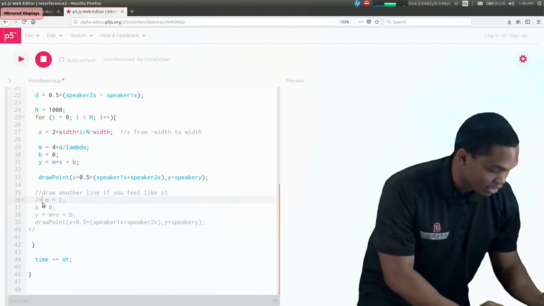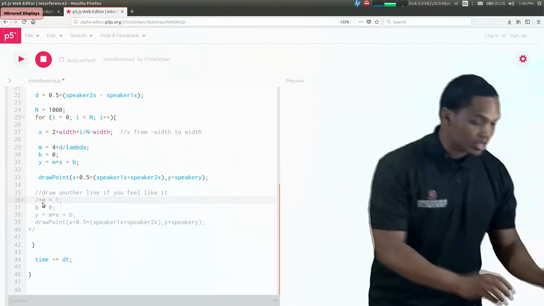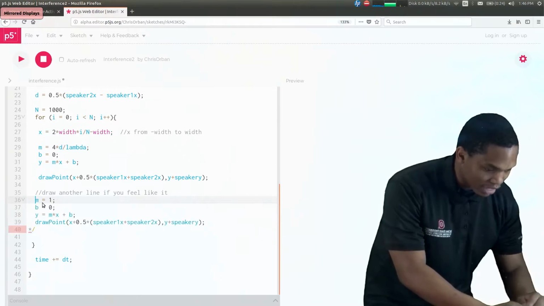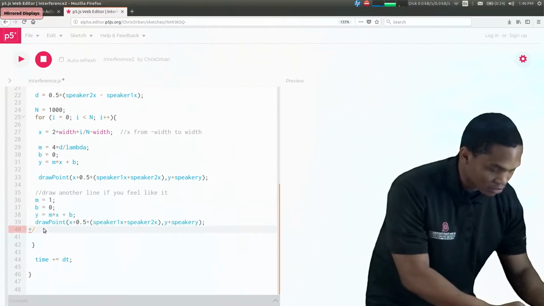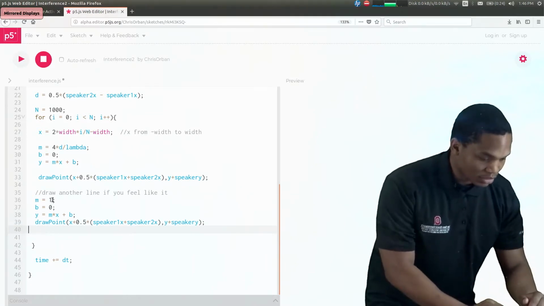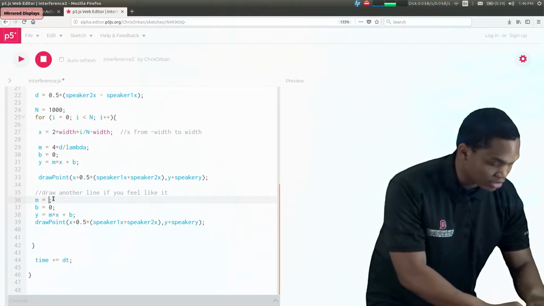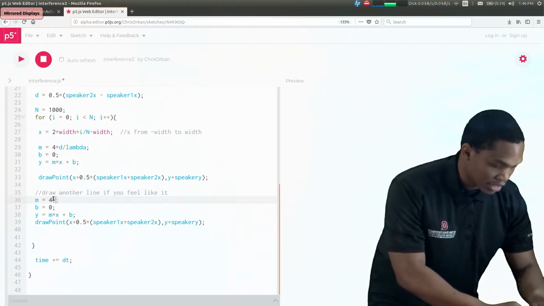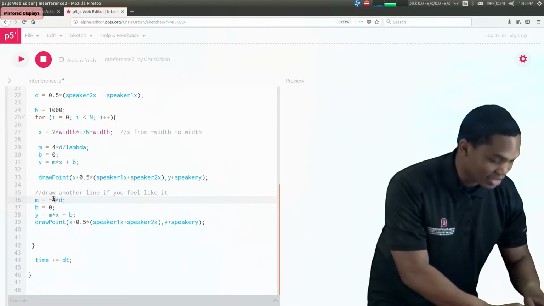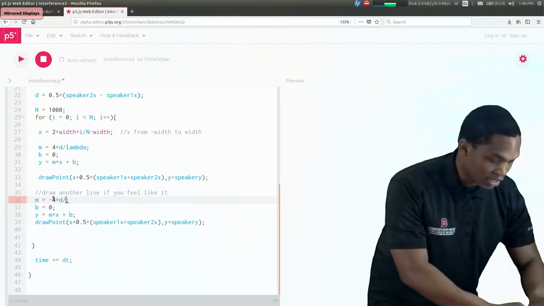So let's jump down here. Remember, we gotta uncomment this, so let's backspace that star and that slash, and do the other one as well. And voila, okay? Just go right here, our m, and do the same thing as 4 times d. It's minus 4 times d divided by lambda.